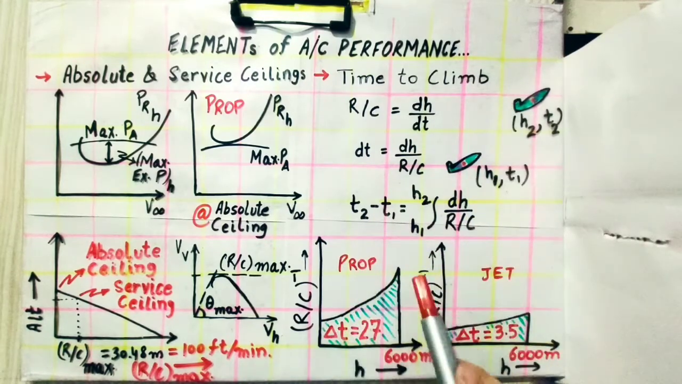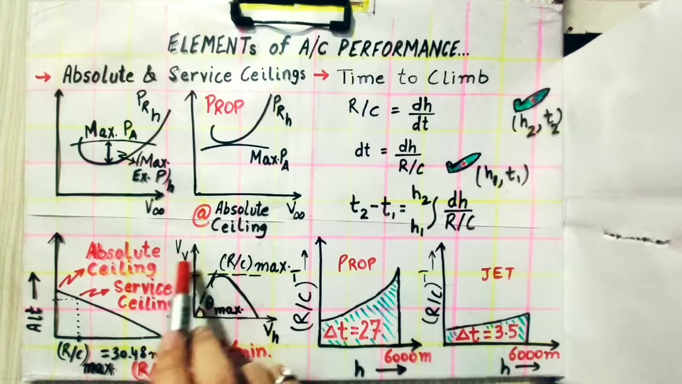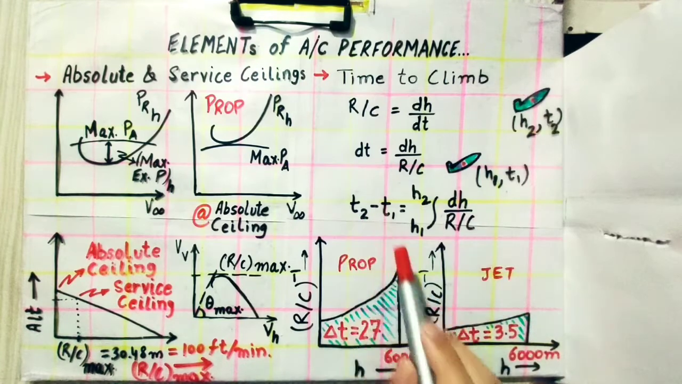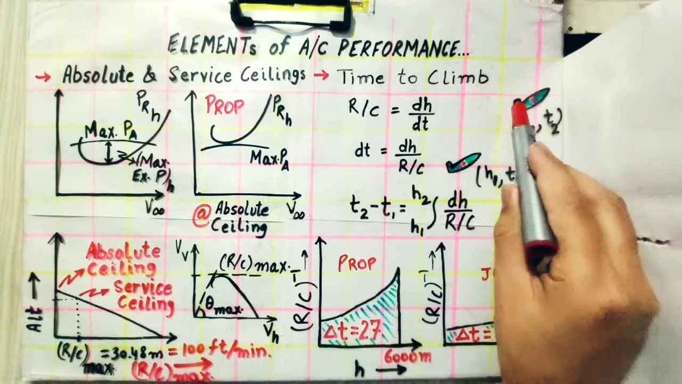So this means that, just like distance equals speed into time graph, as I said over here, the vertical component of velocity is the rate of climb. Here the velocity is rate of climb, and distance upon speed is time, which we can see over here. And from this we get that the area under this rate of climb inverse curve and height will give us the time period in which an aircraft can climb from H1 to H2.